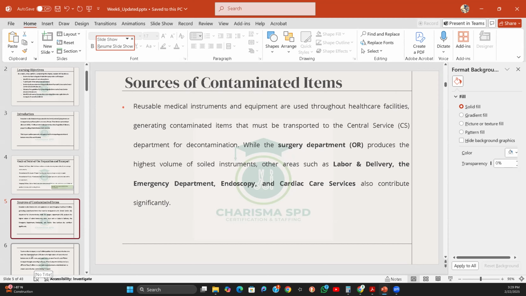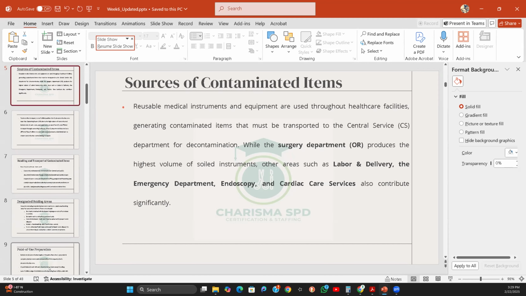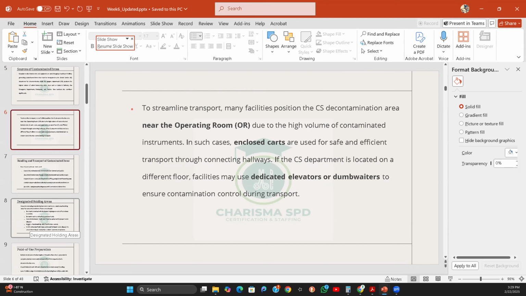The endoscopic department also is a source where dirty instruments could come from. We also have cardiac departments or units, which are also a source of contaminated instruments. So it is not just the OR. We have other auxiliary units that also generate instruments that are dirty, or that come to the Central Sterile Processing Department dirty.